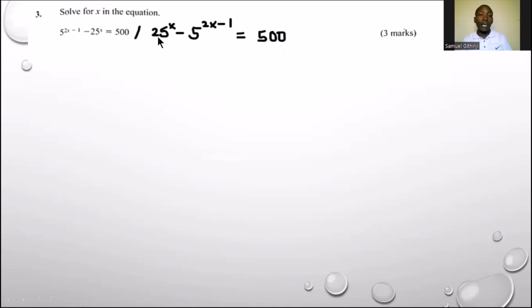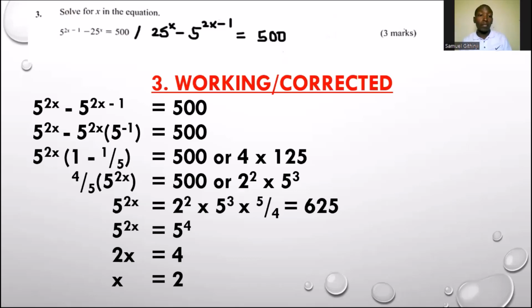But look at this. This question ought to have been like this: 25 raised power x minus 5 raised power 2x minus 1 equals 500. So that is exactly how the question was to look like. And if this was the case, then that is the working. The 25 raised power x, you write it as 5 raised power 2x, minus the other one as it was, equals 500. Having written that, now we can write as we did before. This is 5 raised power 2x into 5 raised power negative 1. Having done that, then I can factor out the whole of this term.